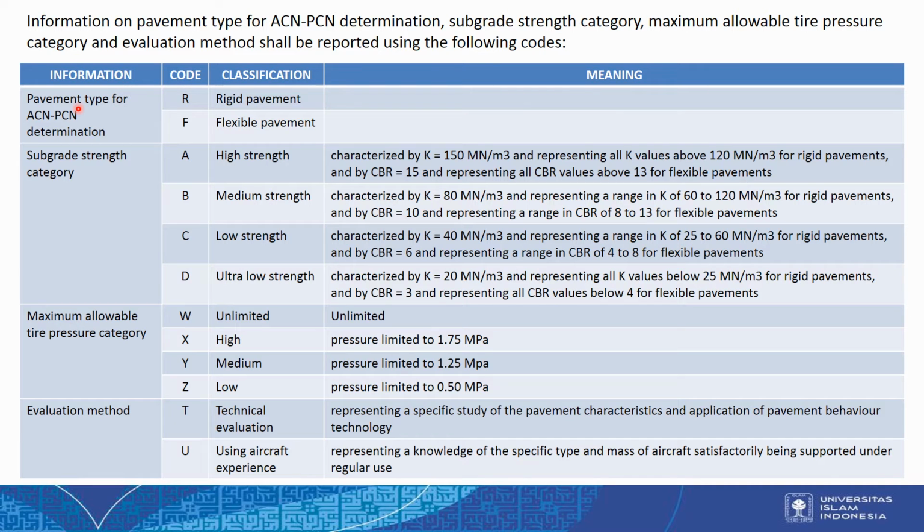The first is the information on pavement type for ACN-PCN determination. There are two codes, R and F. R stands for rigid pavement and F stands for flexible pavement. The next information is the subgrade strength category. There are 4 codes: A, B, C, D.